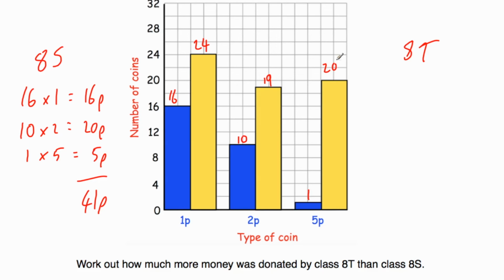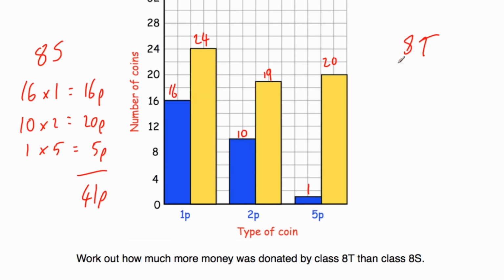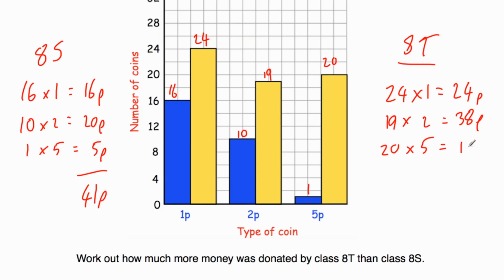And then in terms of class 8T, that's the yellow bars, because if you go back up to our key, we've got in blue class 8S, and in yellow we've got class 8T. So in terms of class 8T, 24 1p coins, so 24 multiplied by 1 is 24p. Then the 2p coins, they donated 19 of those, so 19 multiplied by 2, that's 38p. And then they donated 20 5p coins, so 20 multiplied by 5 is equal to 100, or £1. So if we add those up, that's equal to £1.62, or 162p.